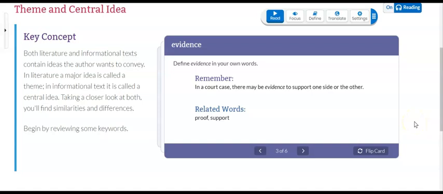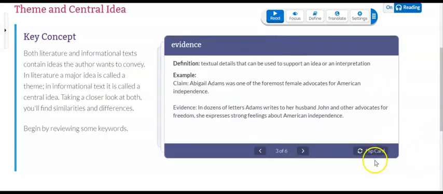Evidence. In a court case, there may be evidence to support one side or the other. Example. Claim. Abigail Adams was one of the foremost female advocates for American independence. Evidence. In dozens of letters Adams writes to her husband John and other advocates for freedom, she expresses strong feelings about American independence.